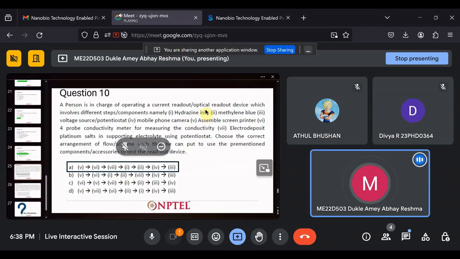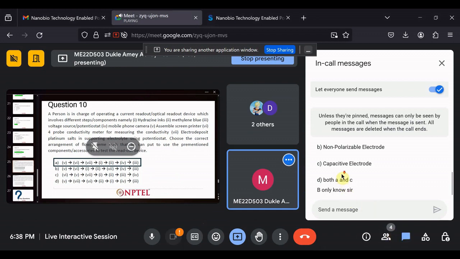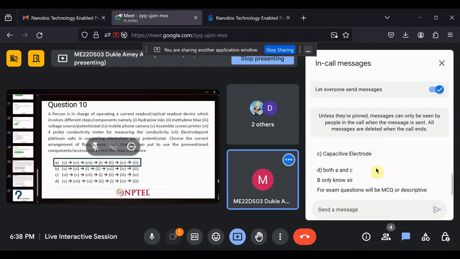So answer A is the answer. In case I was not audible, if you have any questions, you can just unmute yourself and ask your questions. For exam questions, I hope there is no doubt with question 10.